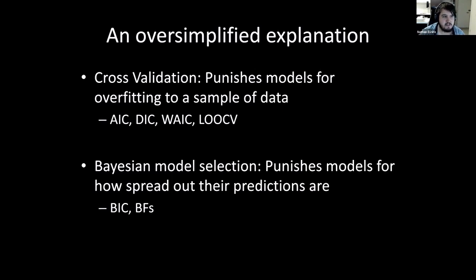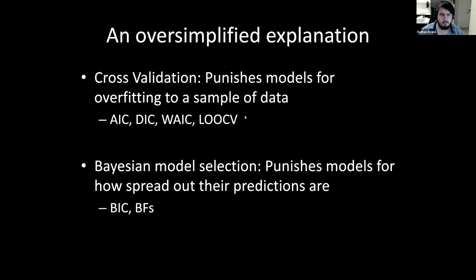Essentially, all this means is that as you collect more and more data, there'll be less and less noise in the sample of data, so there'll be less and less overfitting. And so cross-validation will view models as being more similar and there being less difference. Whereas Bayes factors will still show differences between them because of the prior predictions, the spread out prior predictions.